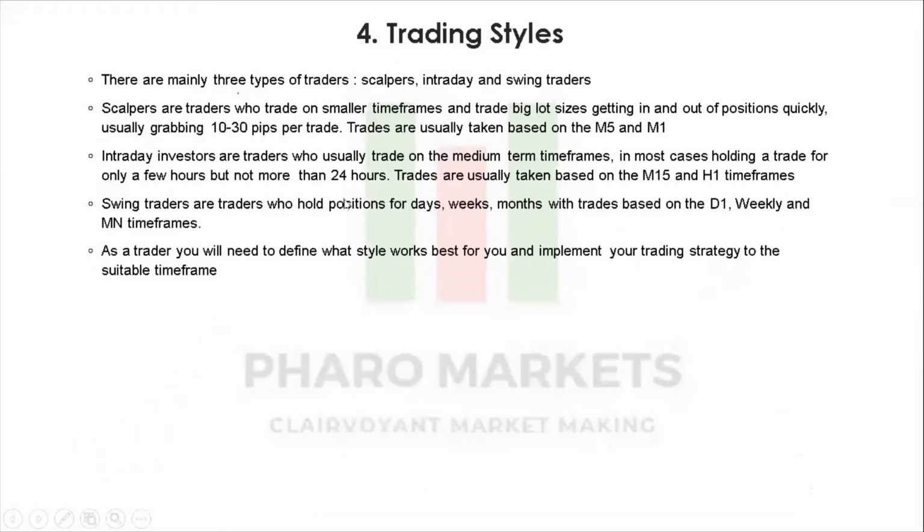So next, let's talk about some more knowledge: trading styles. There are three types of traders: scalpers, intraday, and swing traders. Scalpers trade in small time frames with big lot sizes, getting in and out of positions very quickly, grabbing 10 to 30 pips per trade, usually on the M5 or M1 charts. Then you have intraday traders, people like me, who trade on the medium-term time frames and in most cases only hold a trade for a few hours, but not more than 24 hours.